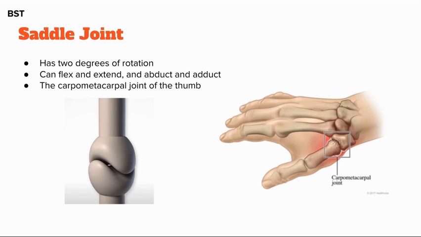The saddle joint has 2 degrees of rotation, not like the ball and socket joint. This joint can flex and extend and abduct and adduct. One example of this joint in the human body is the carpometacarpal joint of the thumb.